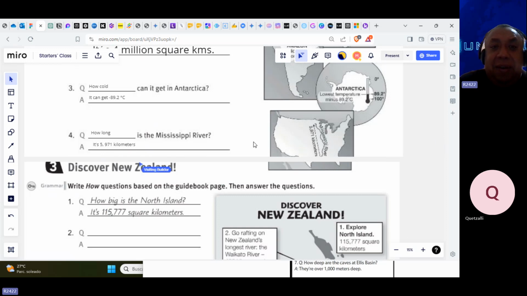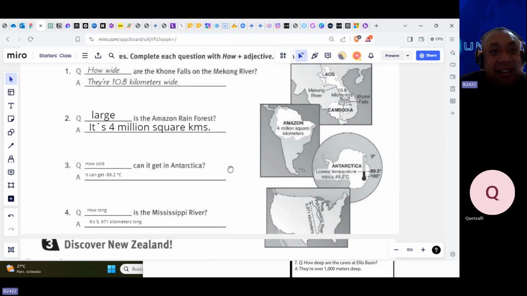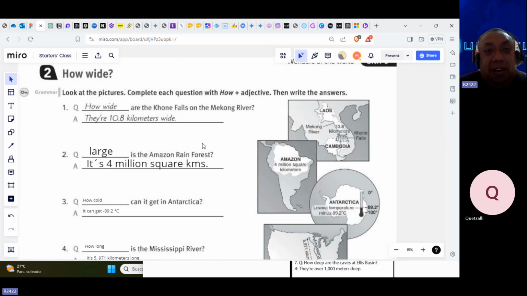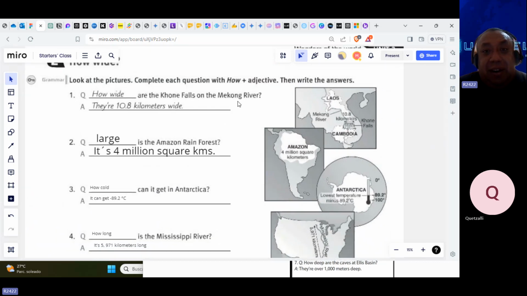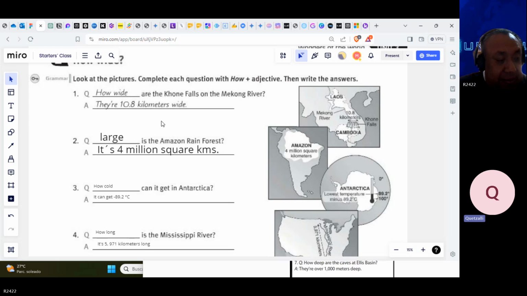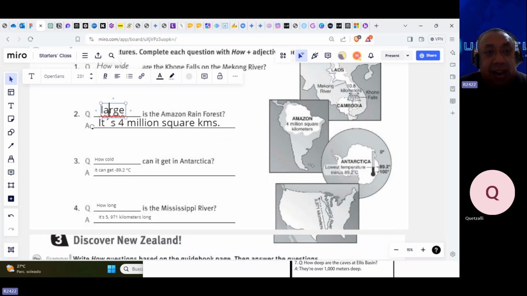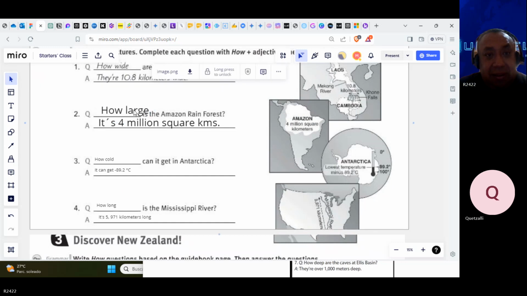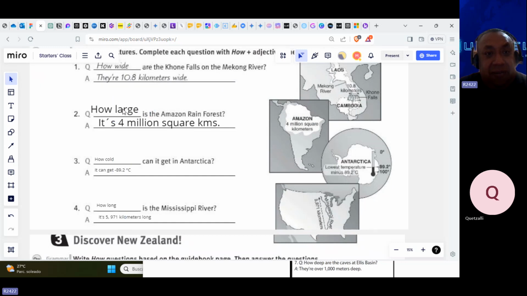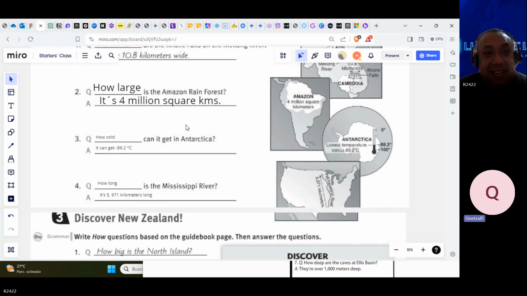Okay, Casali. I will read the question and then you tell me the answer, okay? Exactly. It says, how wide are the Khone Falls on the Mekong River? They are 10.8 kilometers wide. Excellent. How large is the Amazon rainforest? It's 4 million square kilometers.